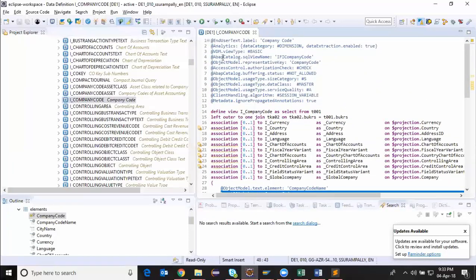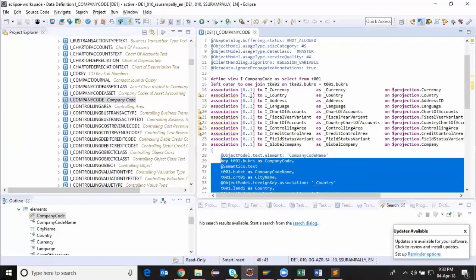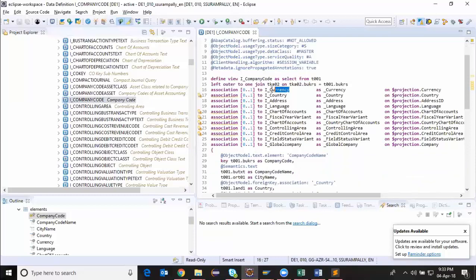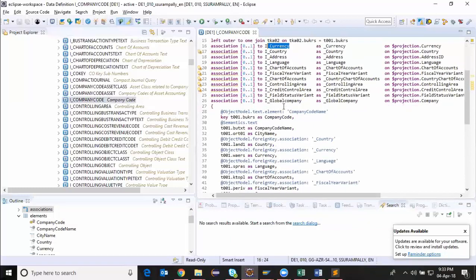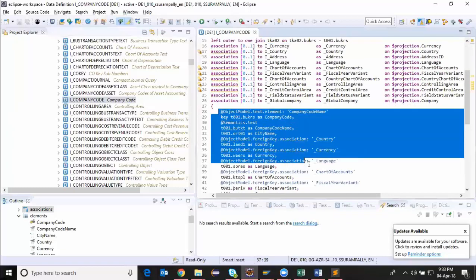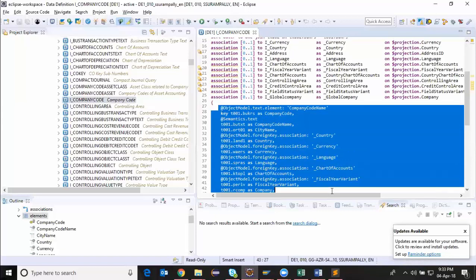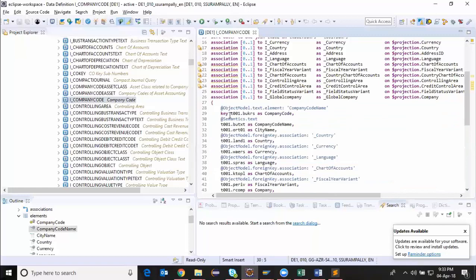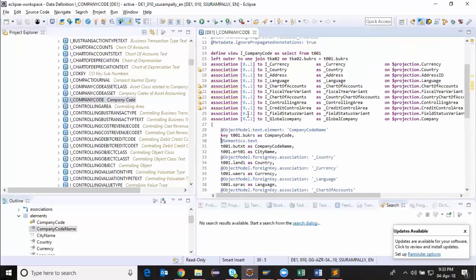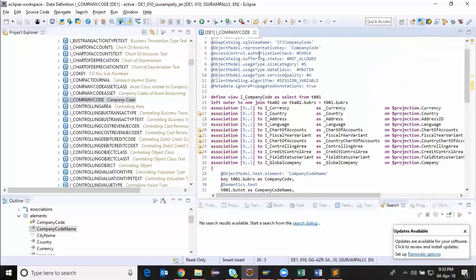There are 3 sections: view level annotations, associations to join on the several tables or views. Right, these are views. I can join either a view or a table. This is another calculation view, another CDS view I can join, and after joining, I'll be able to represent the joined fields from the joined views. And I'll also provide some annotations with respect to field level syntax. So these 3 sections we're going to see, and then you will understand.